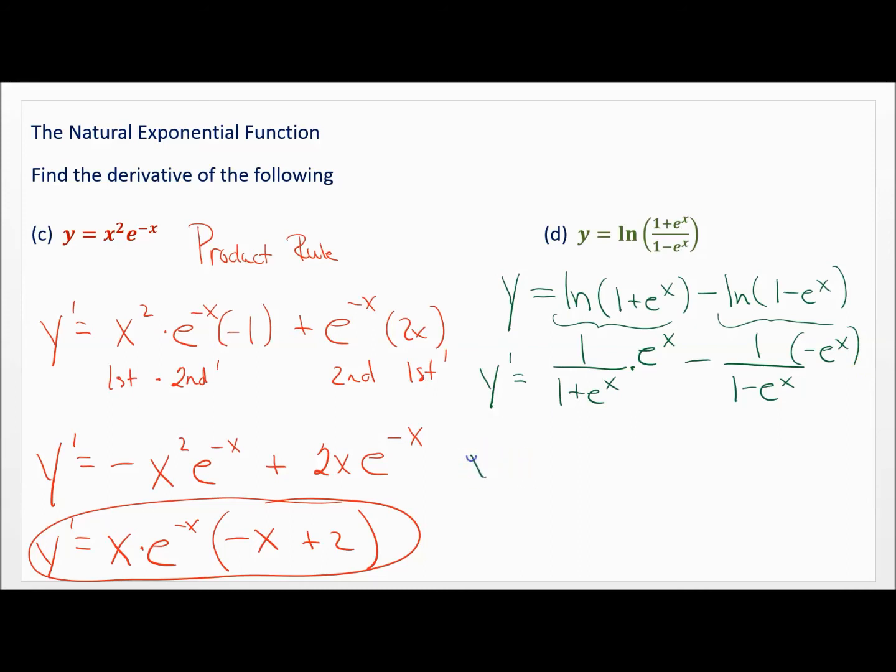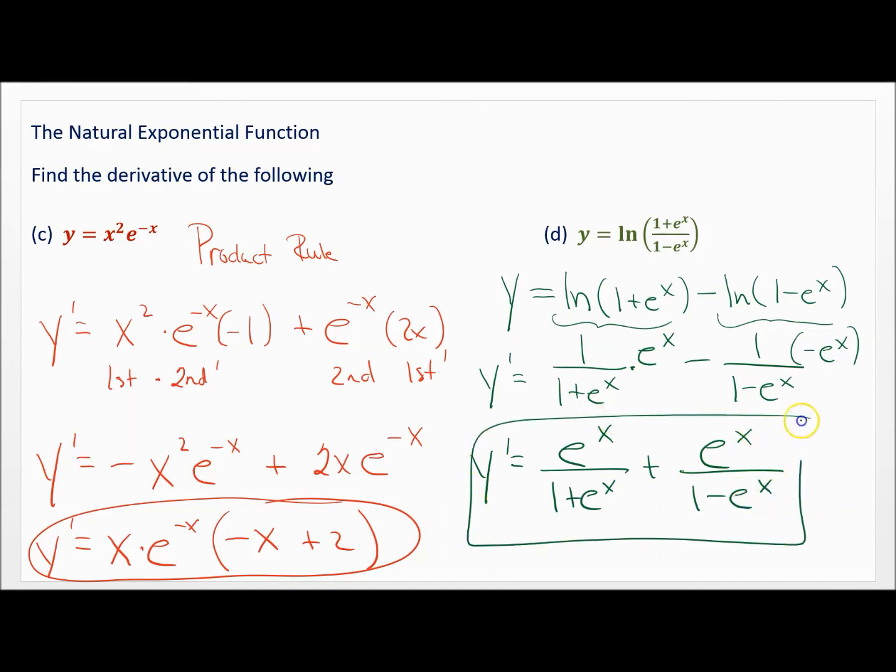Now if I write this a little more simplified, I could put this e to the x in the numerator, so there'd be e to the x over 1 plus e to the x minus, now this minus and this minus, because this is multiplication, turn into plus, and then that would be e to the x over 1 minus e to the x. You could find a common denominator and combine those together. I don't know if that's worth it or not. I'm out of space, so I'm just going to skip that option. I think that is a reasonable answer though.